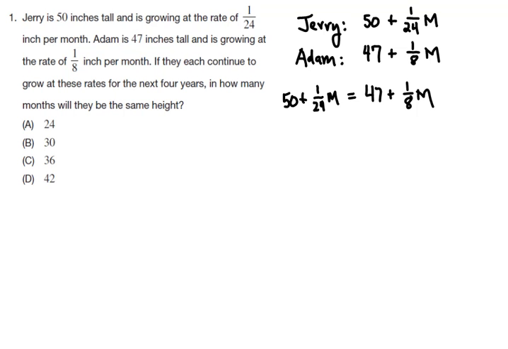From here we can do the algebra, and we would like to isolate m. I'm going to select the right side, since 1/8 m is actually more than 1/24 m. 1/8 m is equal to 3/24 m. So I'm going to subtract the 1/24 m from both sides. And when I do that, I get 50 is equal to 47 plus 2/24 m. And 2/24 m is really just 1/12 m.